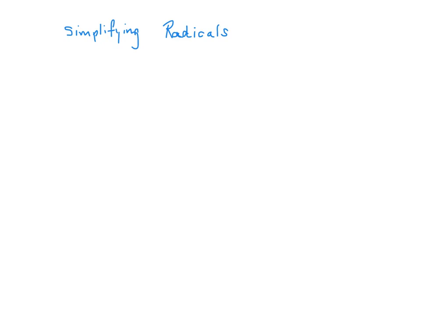Okay, let's do a brief video on simplifying radicals. When we say simplifying radicals, we mean to keep the value of the radical expression exactly the same, but put it into a simpler form by pulling out any perfect squares in the case of a square root, perfect cubes in the case of a cube root, and so on.